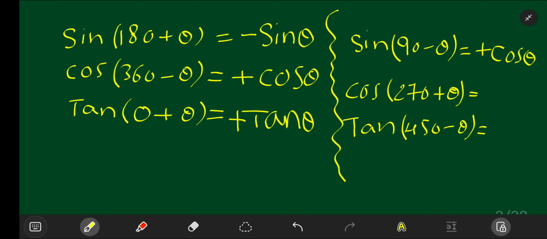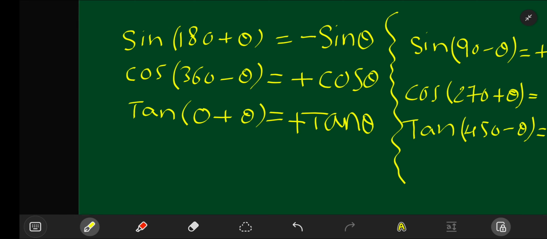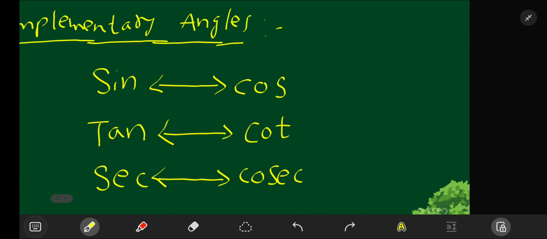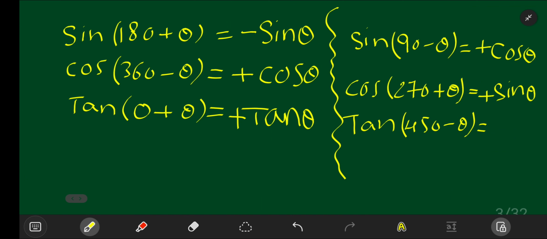Next, cos 270 plus theta. First of all, it is 270 degrees, so cos becomes its complementary function. What is the complementary of cos? Sine. 270 plus theta comes to fourth quadrant. In fourth quadrant, cos is positive. I already told this. So it is plus sine theta.